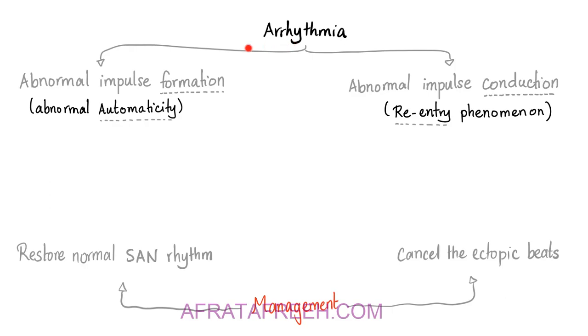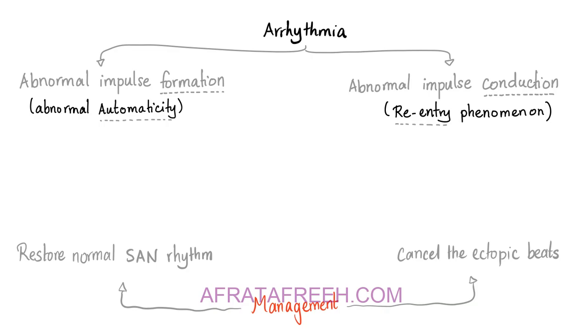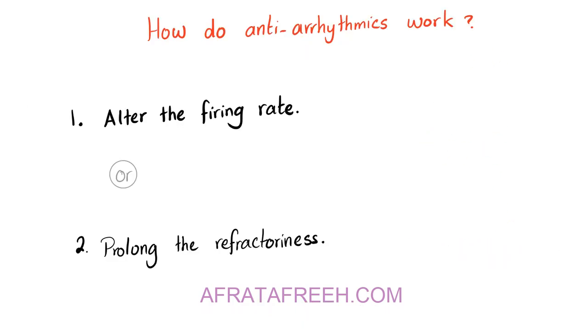Do you remember the two types of arrhythmia? Yes. How do we treat the abnormal impulse formation? By restoring the normal sinus rhythm. How do we treat the re-entry arrhythmia? By canceling the ectopic beats. How do antiarrhythmic medications work? They either alter the firing rate or prolong the refractoriness.